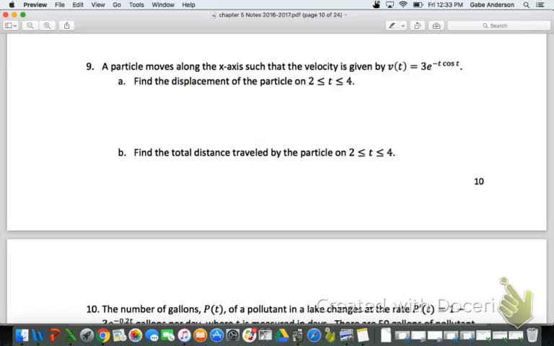So, number 9 is an excellent example of how these skills that we've been working on might be used as an application. It's the old stuff, just like we've been doing. Number 9 gives us the idea that a particle is moving left and right along the x-axis. The velocity is given by that v of t function. And it says, A, find the displacement on the interval 2 to 4. B, find the total distance traveled on the interval 2 to 4.